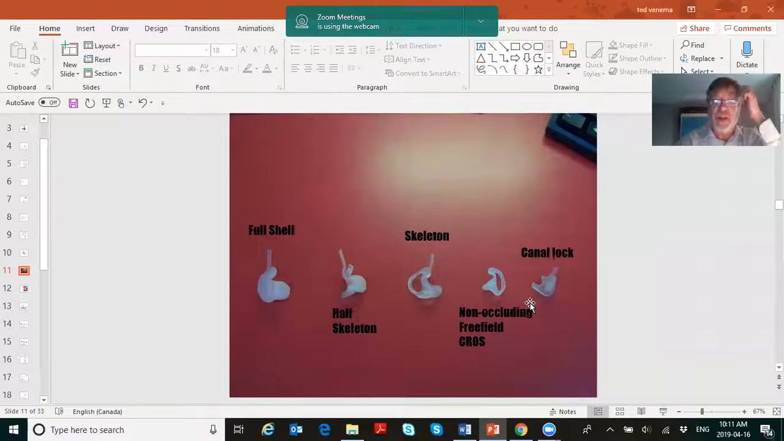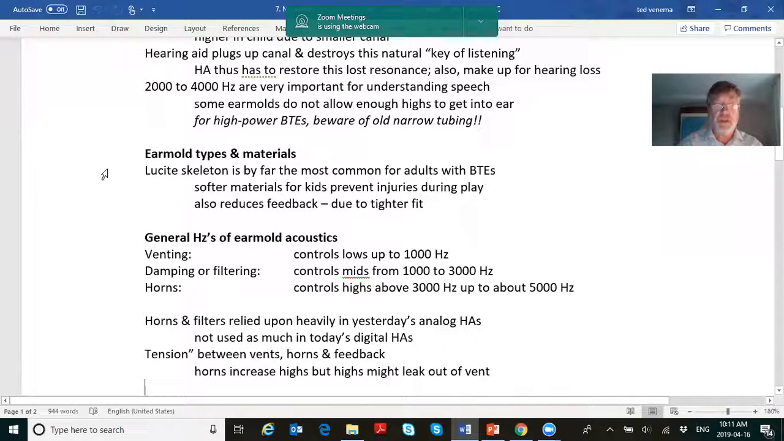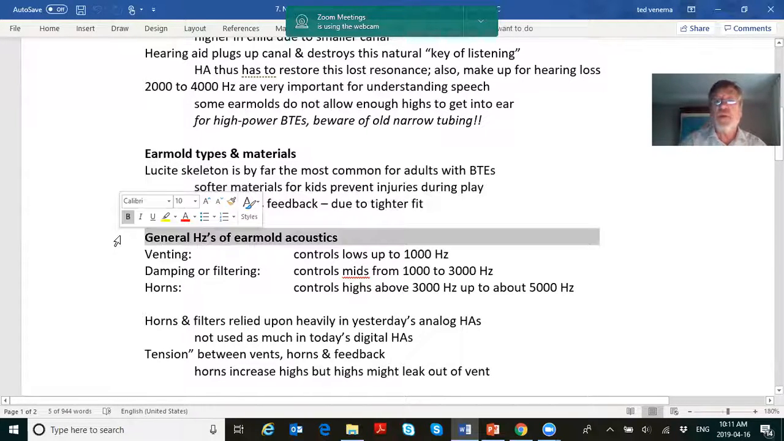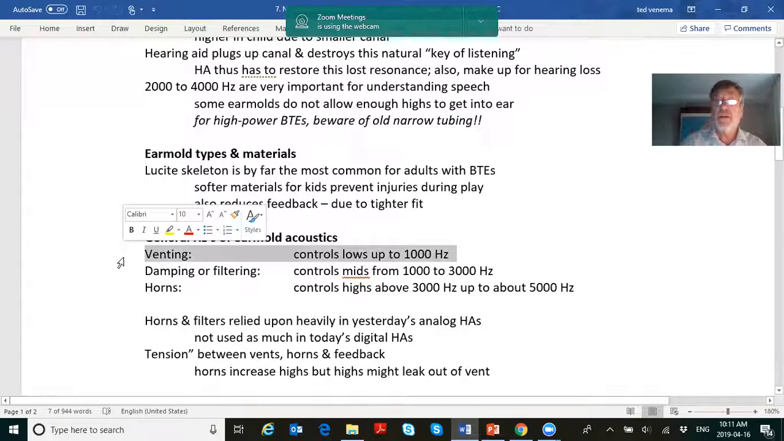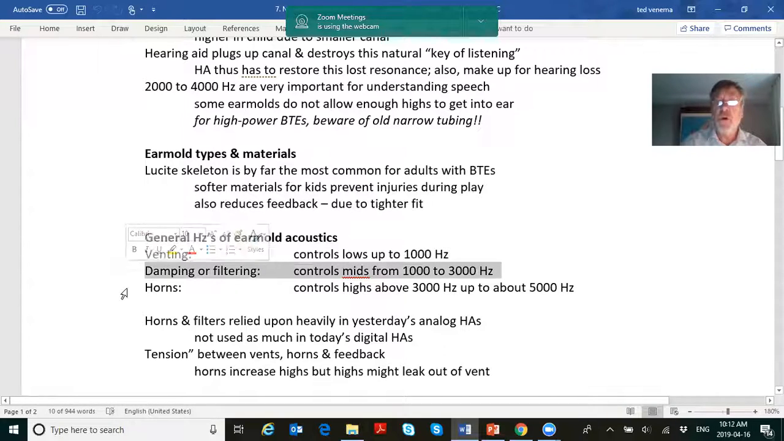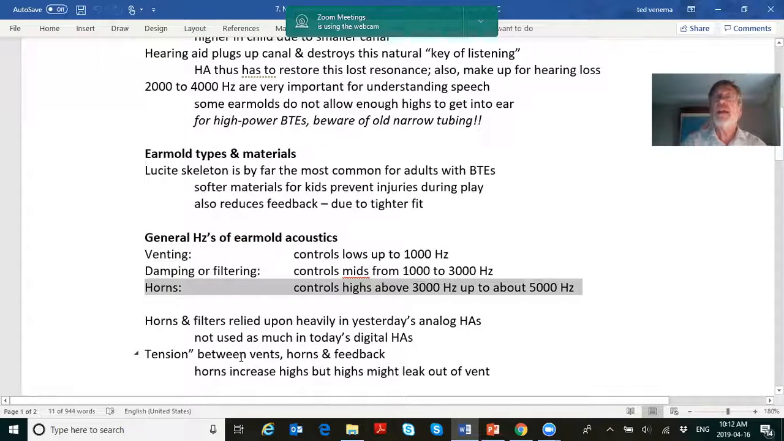Let's carry on more with our notes, however, so that we can move along in an organized fashion. Okay, so there you go. Ear mold types. General frequencies of ear mold acoustics: venting, filtering, horns. Three acoustic modifications: 1, 2, 3. And the most important one we use today is venting. But we'll mention all the other ones.